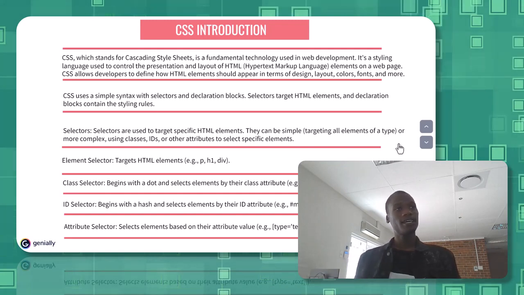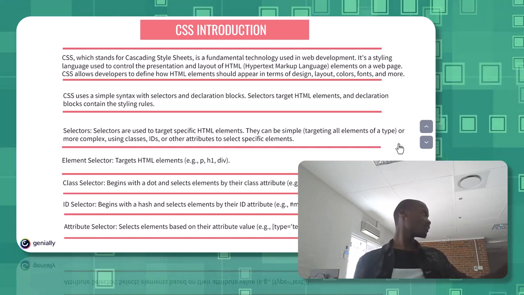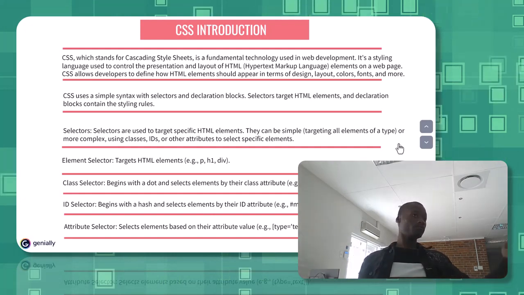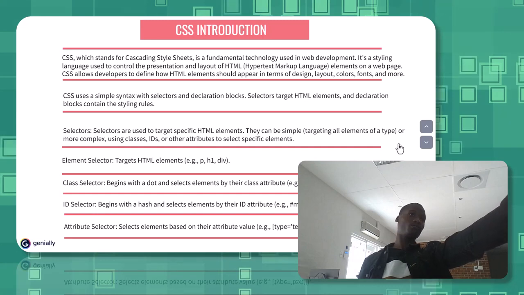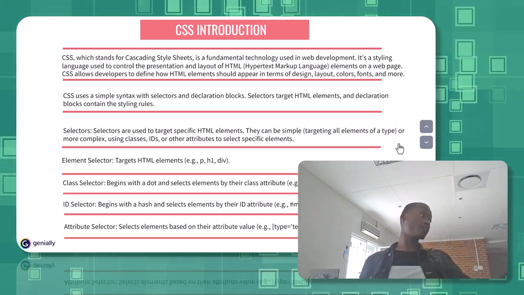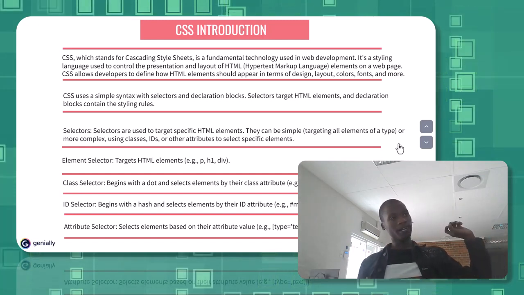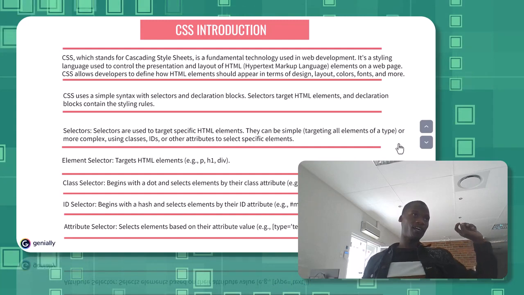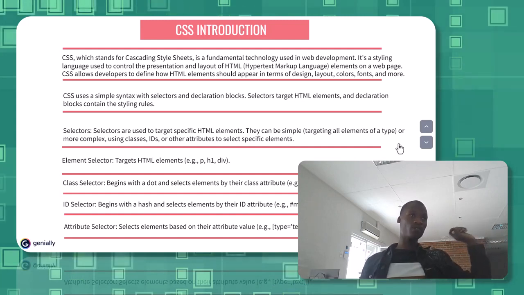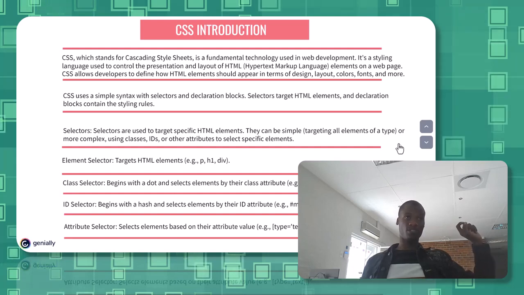An element selector targets HTML elements, such as you can use a tag name, which is paragraph, h1, div, a, div, or whatever tag name that you're using to style from CSS. What are class selectors? A class selector begins with a dot and selects elements by their class attributes, e.g. dot myClass.